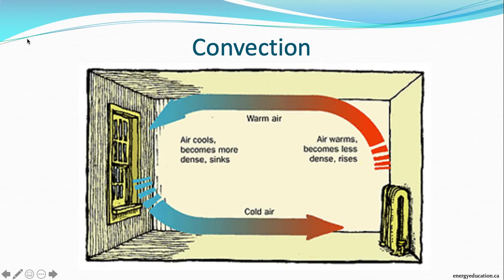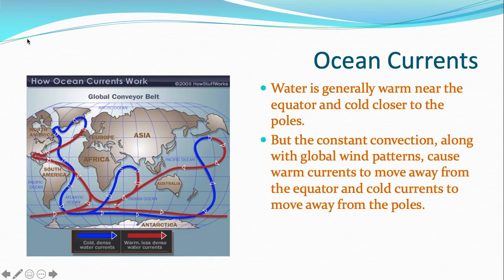And it's all about density. Warm air is less dense than cool air. And the same thing happens in the atmosphere and in the mantle. But right now we're talking about the ocean, and it happens in the ocean. Water is generally warm near the equator and cold closer to the poles. But the constant convection, along with global wind patterns, cause warm currents to move away from the equator and cold currents to move away from the poles.